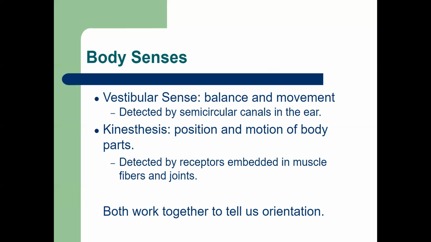The kinesthetic sense provides information about movement, posture, and orientation. As we stretch and move, receptors embedded in muscle fibers and joints signal the state of the muscle. And this is what tells us what position we're in, whether we're standing, sitting, those types of movements.